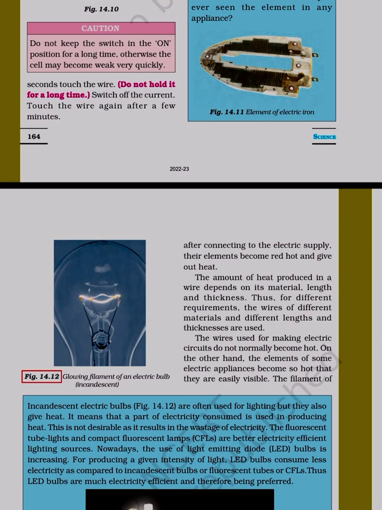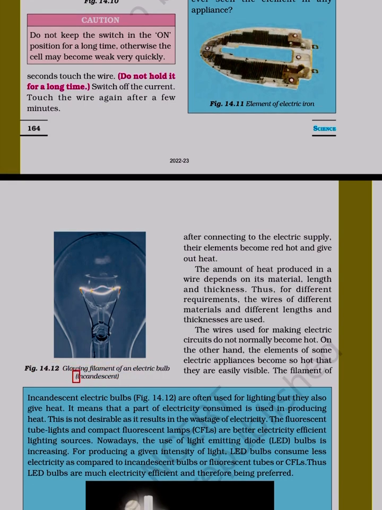Figure 14.12 Glowing filament of an electric bulb, incandescent. After connecting to the electric supply, their elements become red hot and give out heat. The amount of heat produced in a wire depends on its material, length and thickness. Thus, for different requirements, the wires of different materials and different lengths and thicknesses are used.